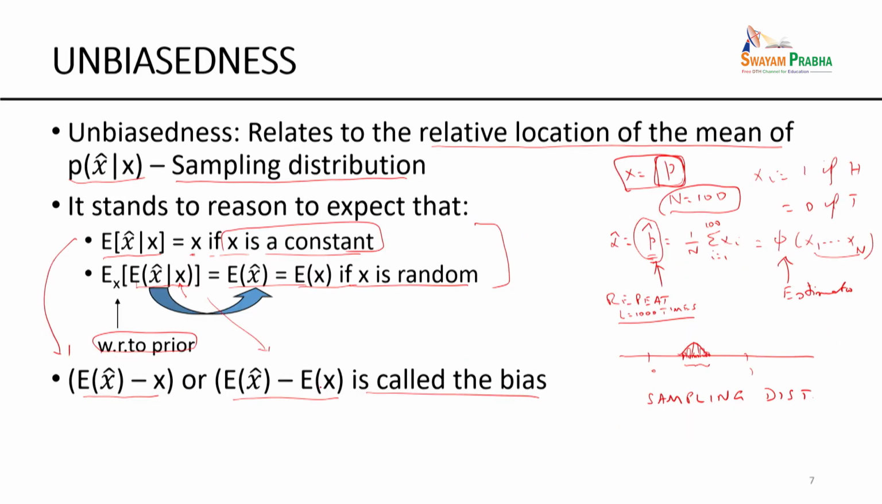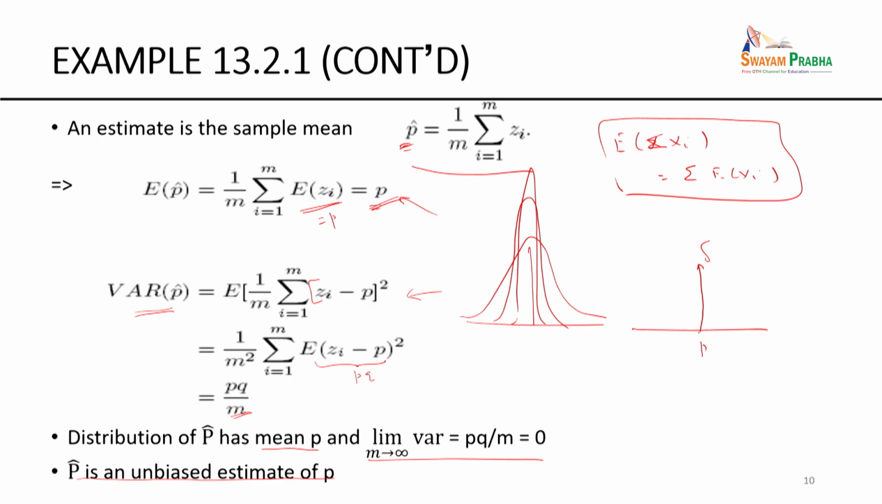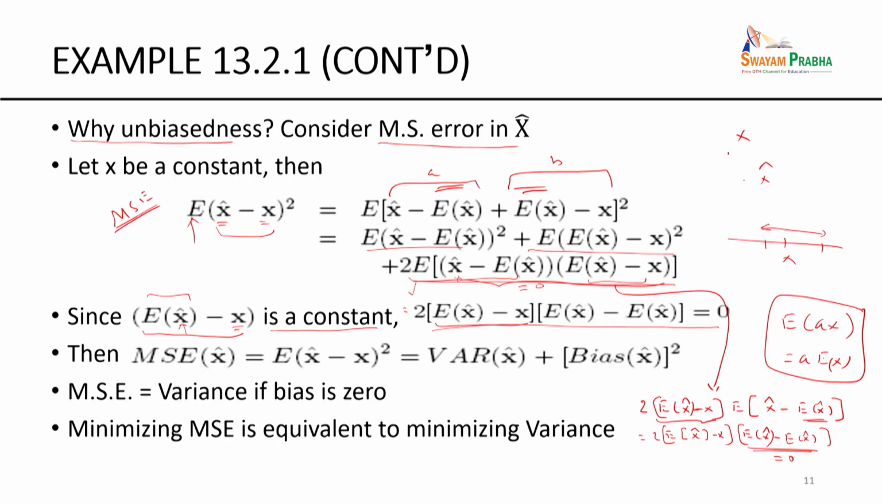E of x hat minus x is called the bias. So from the definition of the bias, now we know I have this quantity. So the third term is vanishing. The first term is there. The second term is there. So the mean square error of x hat, this equation now becomes the first term that is coming in here.